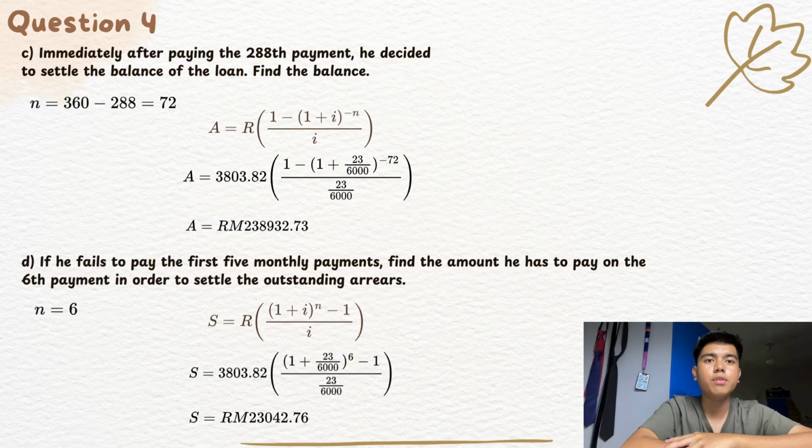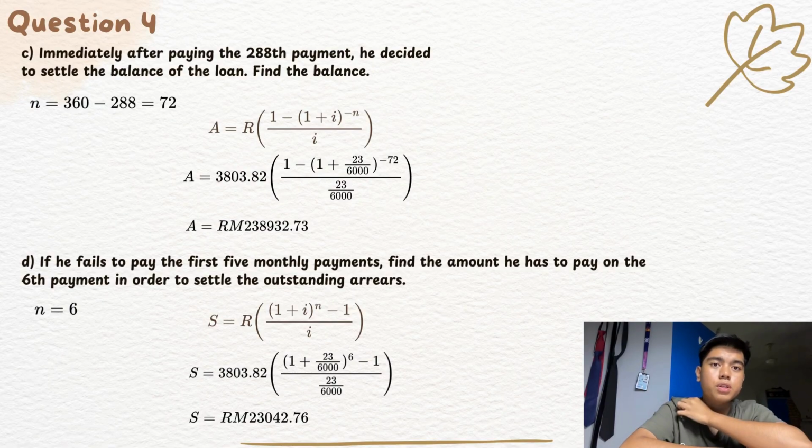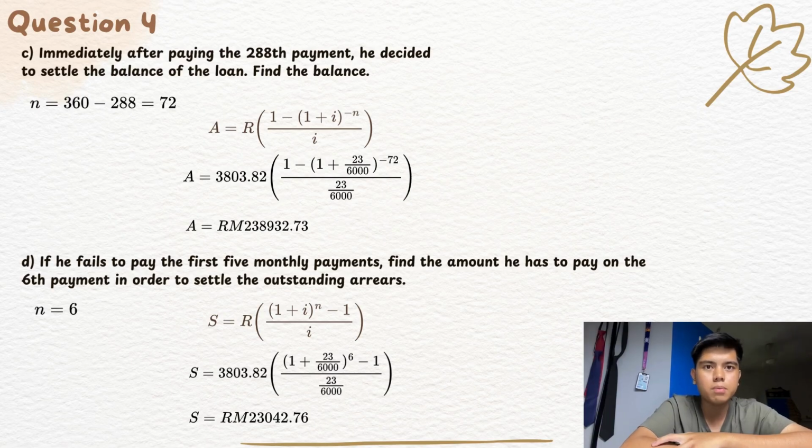For question D, if he fails to pay the first 5 monthly payments, find the amount he has to pay on the 6th payment in order to settle the outstanding arrears. So for this question, we will be using the future value formula, which is S. So for our N, it will be 6 but not 5. Why not 5? Because the question said the amount he has to pay on the 6th payment. So we'll just put the information into the formula, and the final answer will be 23,042.76 Ringgit Malaysia.